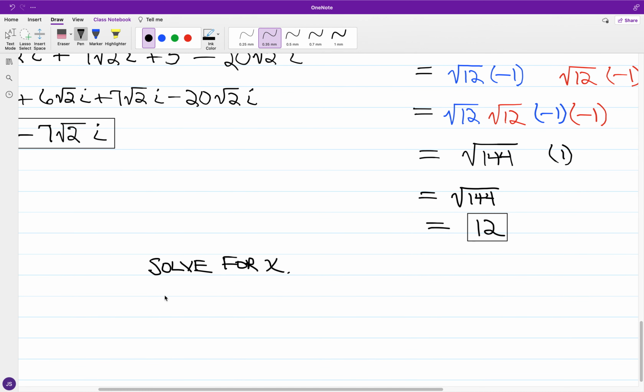We can take just as examples here. Okay, so if I have something like x squared plus 9 is equal to 0. Okay, now let me mention something.